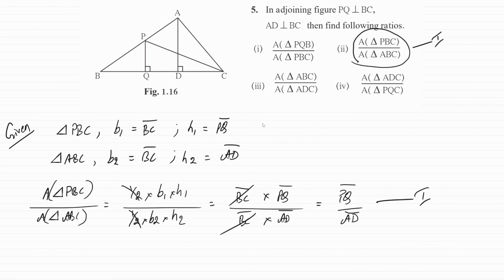So this seems to be a fairly simple problem, where all you have to do is write down the ratio of the triangles concerned, write down the formula, replace it with the segments, and after that, whatever is the common segment, either the base or height, cancel it out, and whatever is the remaining segment, that will give us the ratio.